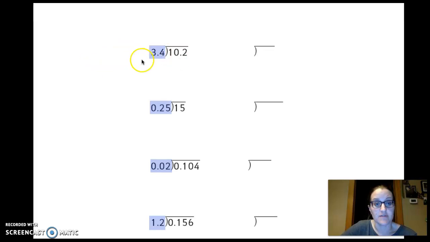So they show us here for each of these divisors, we can see what they do here. So let's watch the arrows. They move it over and they get 34. They move that over 1 and they get 102. And their answer is 3.